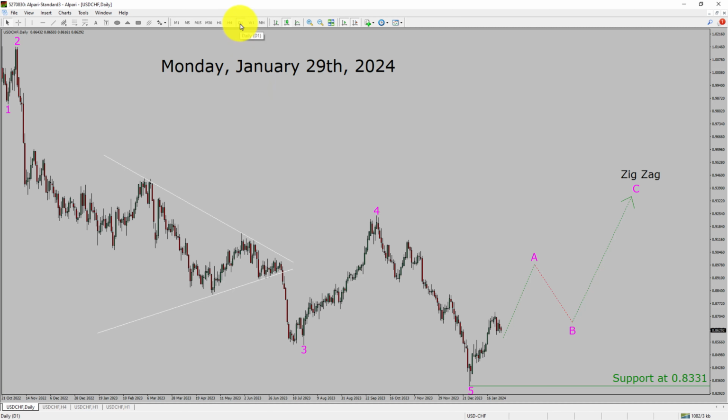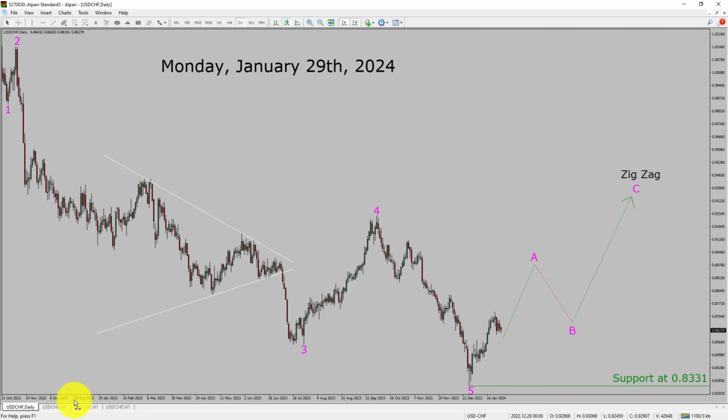Inside daily time frame, the trend is up in USDCHF currency pair. Daily time frame support is present at 0.8331 price level. Price action is most likely going to rise up to print bullish wave A, B, and C zigzag corrective leg in coming trading days. A decisive bearish break below 0.8331 support area is going to end up trend in daily chart of USDCHF currency pair.